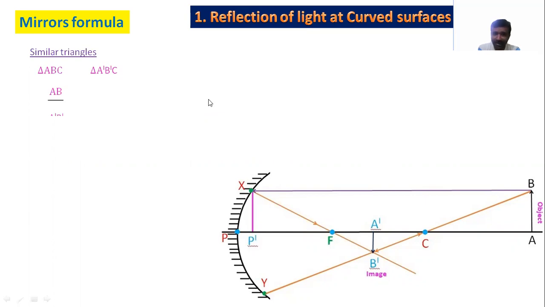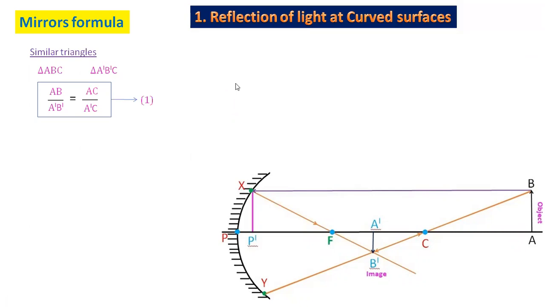So AB by A dash B dash is equal to, now I'm taking its base from the first triangle. The base is AC by A dash C. So this I am identifying as equation 1. Any confusion in this to anyone? Corresponding sides' ratios are equal from the similar triangles relation.